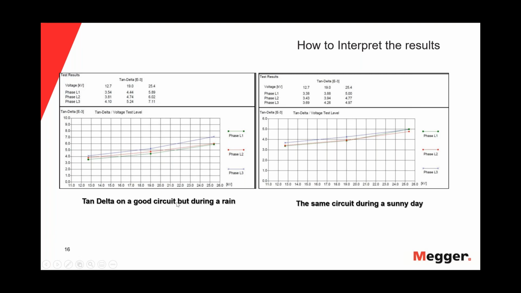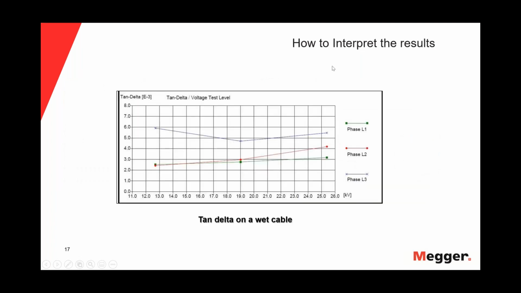So tan delta is affected by temperature and humidity. It's also a factor in how to interpret the results. If you look here, this is a wet cable. Phase 1 is green, phase 2 is red, phase 3 is blue. Same scale, tan delta and voltage. Now, if you look where this starts, when the cable is wet, see how initially it starts high on phase 3, and then as the voltage is applied and increased, you actually see a decrease, letting you know that it is water. So that's what this cable does under an actual wet condition.